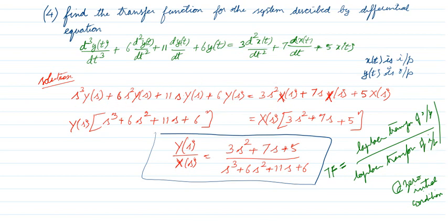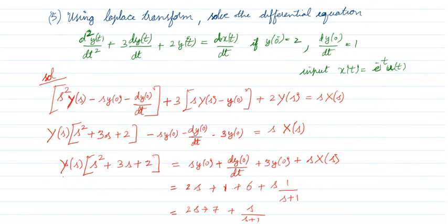So y of s, x of s bringing to the left side, and this term bringing into the right side in the denominator. This is the transfer function. Transfer function is generally represented by h of s. Usually it is given as h of s.